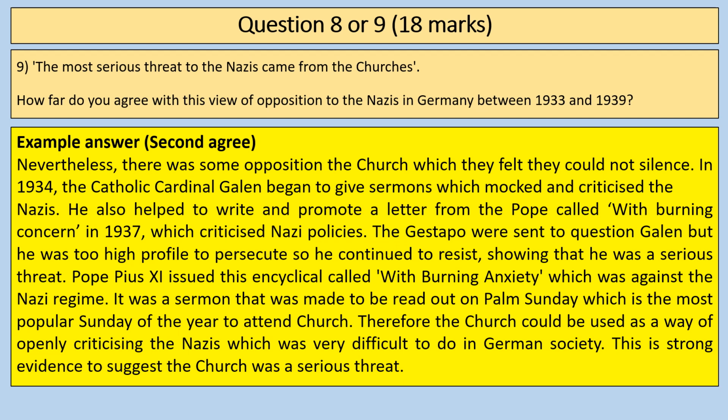Pope Pius XI issued this encyclical called With Burning Anxiety, which was against the Nazi regime. It was a sermon that was made to be read out on Palm Sunday, which is the most popular Sunday of the year to attend church. Therefore, the church could be used as a way of openly criticising the Nazis, which was very difficult to do in German society. This is strong evidence to suggest the church was a serious threat.